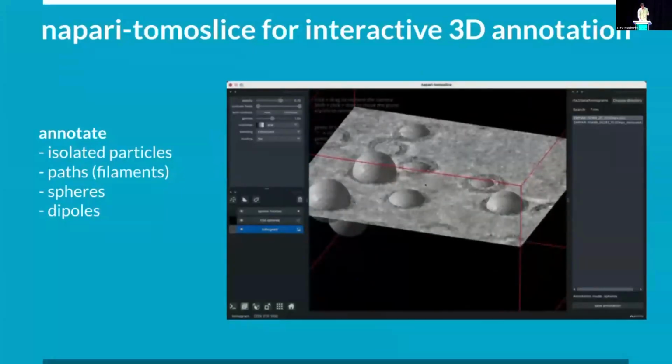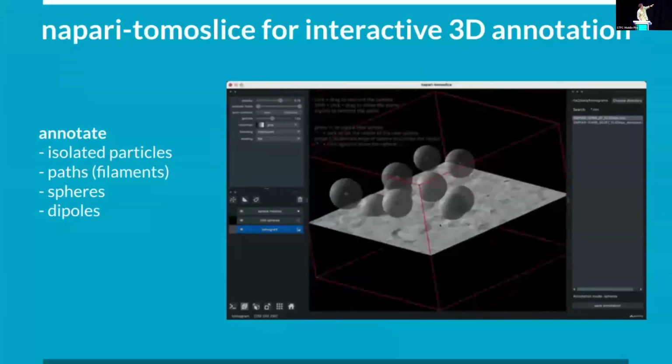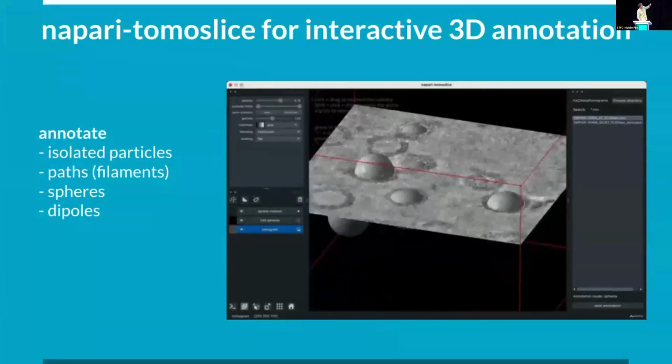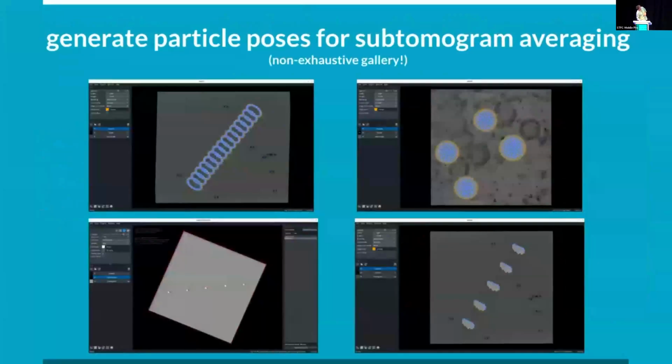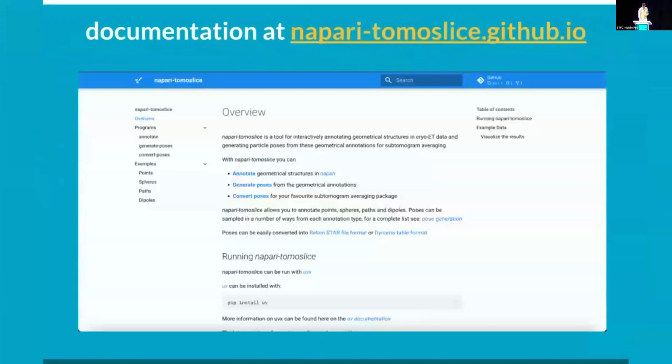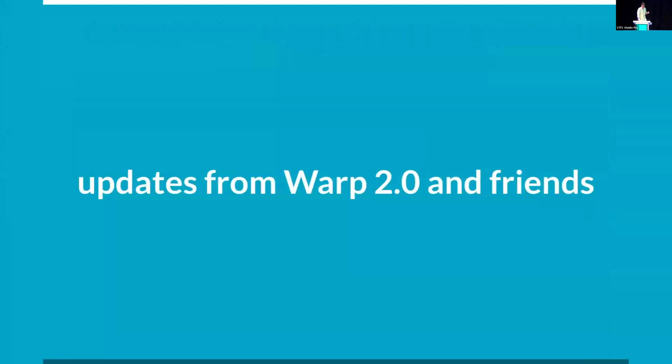So you can annotate different things on this, render a slice through the volume. You can manipulate the slice. You can move stuff around. It's all fun. Particles, paths, spheres, dipoles. And then you can generate your particle poses from those annotations, and then you can output them for a bunch of different subtomogram averaging packages. If we don't support the thing that you want output for, provide us some examples, and we're happy to work with you to do that. Yeah, there's also a nice documentation site that will hopefully get a bit better over time, but it's already a thing. Okay, now to the main part of the talk, which is updates from Warp and friends.